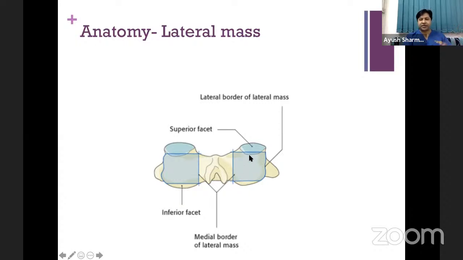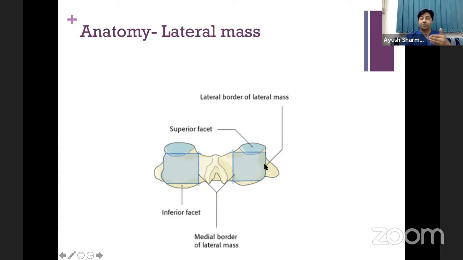What is the lateral mass? If you see the lateral mass from posterior, it looks like a square which is confined by the superior facet superiorly and the inferior facet here. The medial border is the junction between the lateral mass and lamina, and the lateral border is formed by the lateral border of the lateral mass.